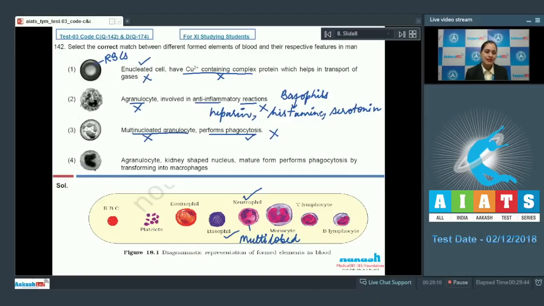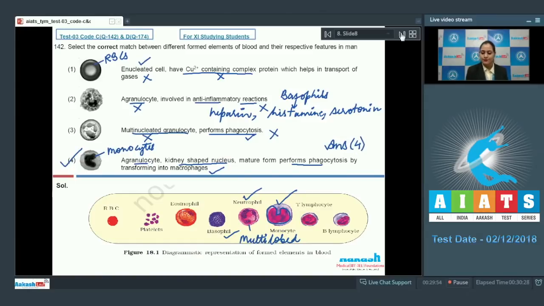The last type of blood cell is this, which has a kidney shaped nucleus and is an agranulocyte as it does not have any granules in it. So let's read its description. These are agranulocyte, kidney shaped nucleus, mature form performs phagocytosis by transforming into macrophages, and this is a correct match because the cell represents monocytes. As you can see here, these are monocytes which have a kidney shaped nucleus and are agranulocytes, and they mature into macrophages which perform the function of phagocytosis. So the correct answer is option number 4.